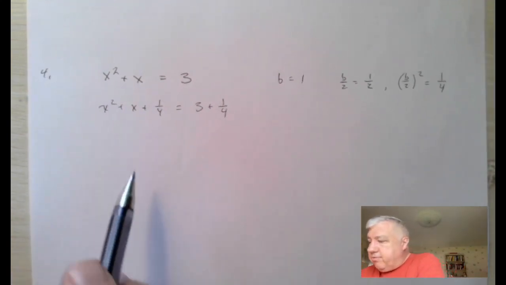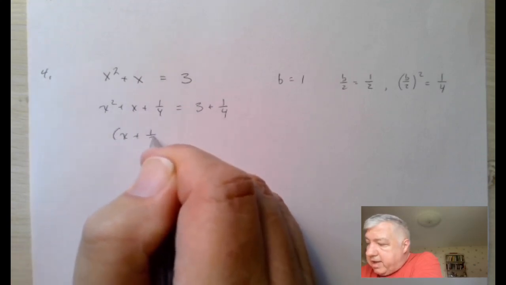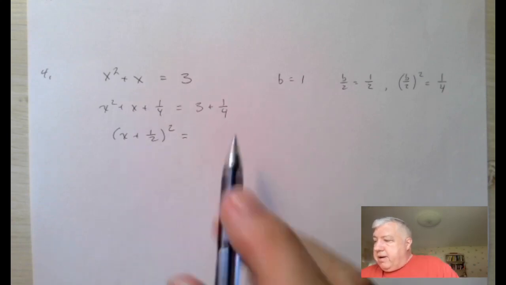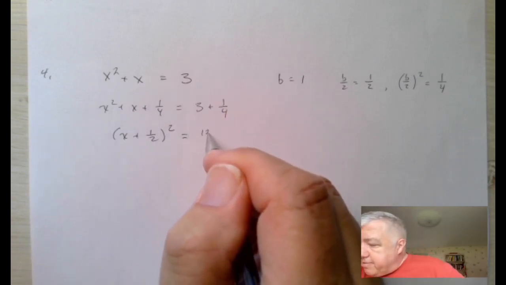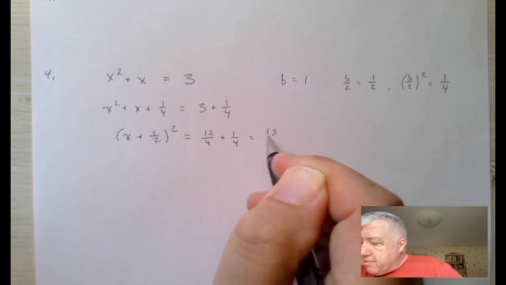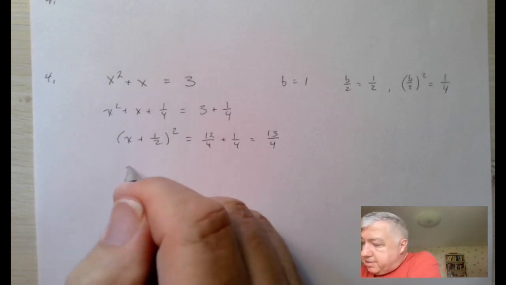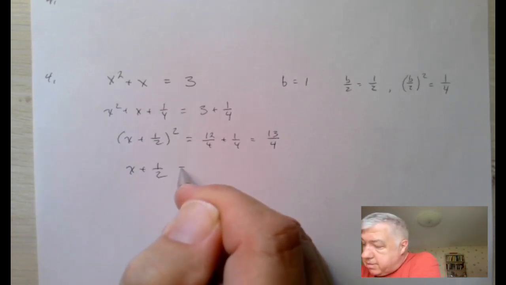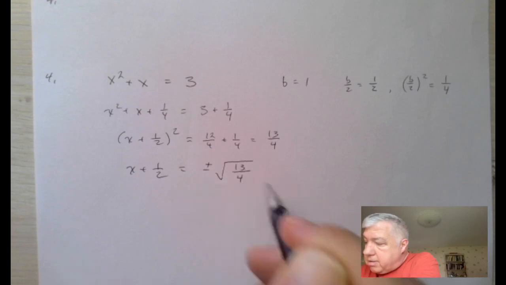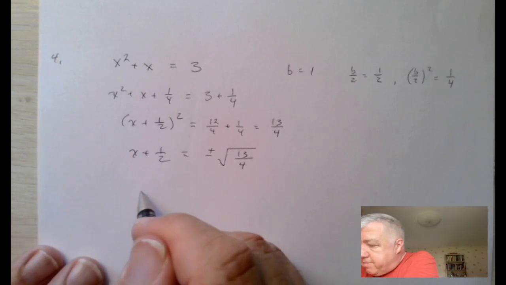And then this will factor as x plus b over 2, so this will be x plus 1/2 quantity squared. And this is going to be, 3 can be written as 12/4. Okay, so this will really just be 13/4. And I'll take the square root of both sides, and then subtract 1/2 from both sides.